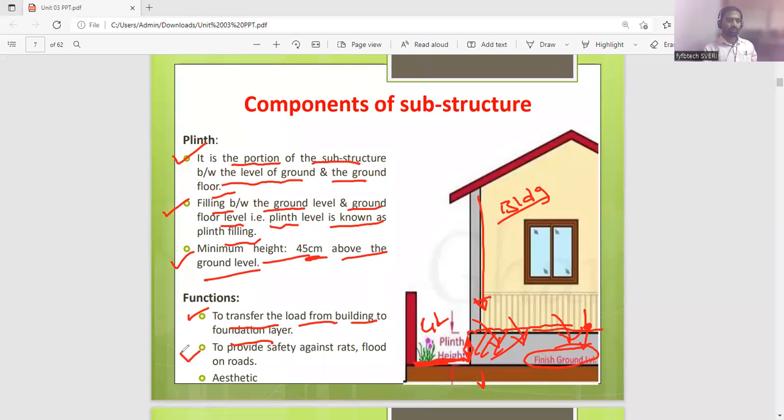Then to provide safety against rats, correct? And flooding on the roads. What do you call rats in Hindi? Chuhe, correct? In Hindi we say chuha. Okay, that's next. And also for the aesthetic purpose, that is the external appearance purpose. That is the function of the plinth for the building.